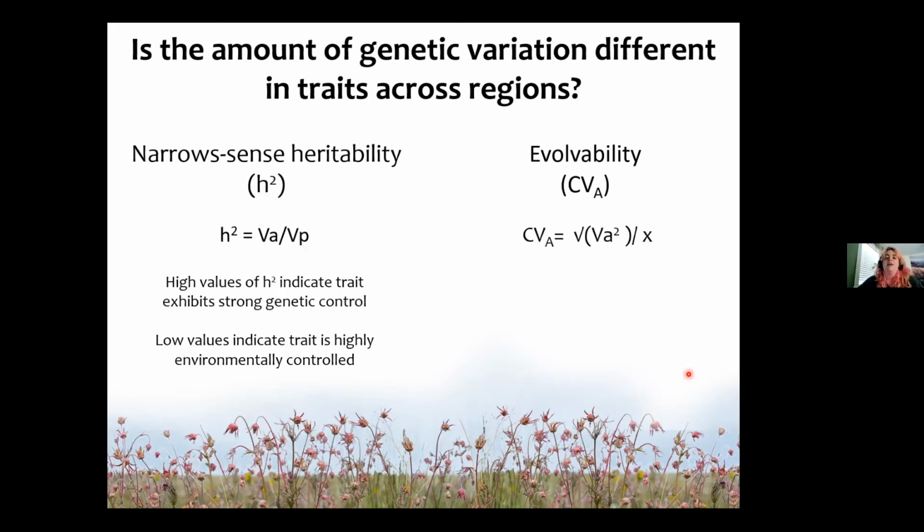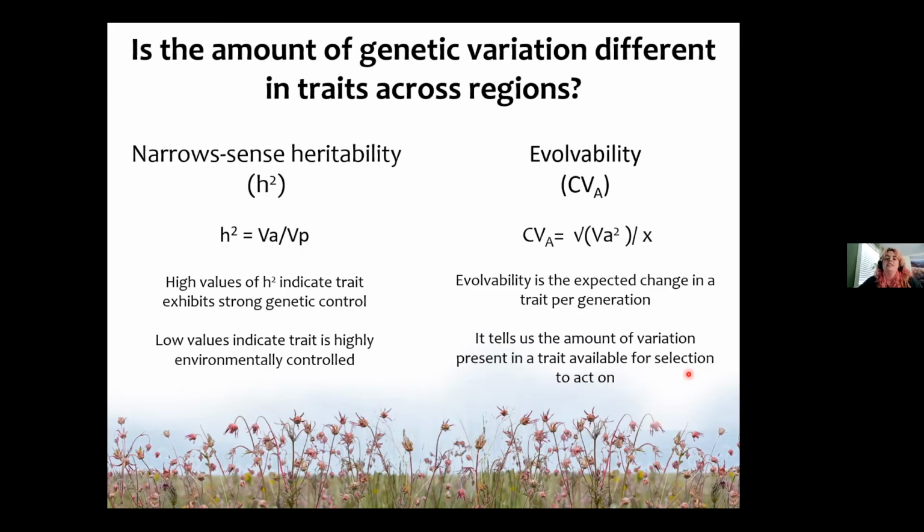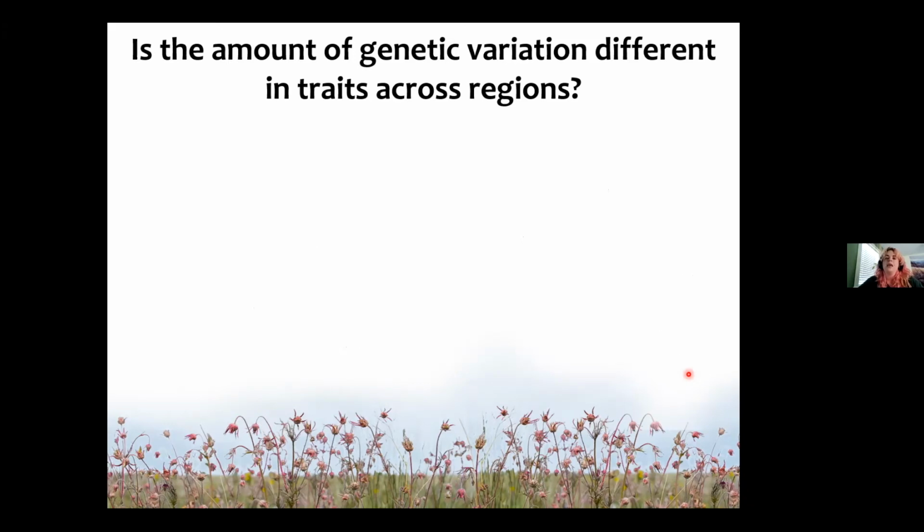And then evolvability is where we take that additive genetic variance and standardize it by our trait mean. So evolvability is the expected change in our traits per generation. That can tell us how much variation present in a trait is available for selection to act on. And so when we're making predictions about how much genetic variation is in our traits, and if it's different across regions, we can make some predictions again.